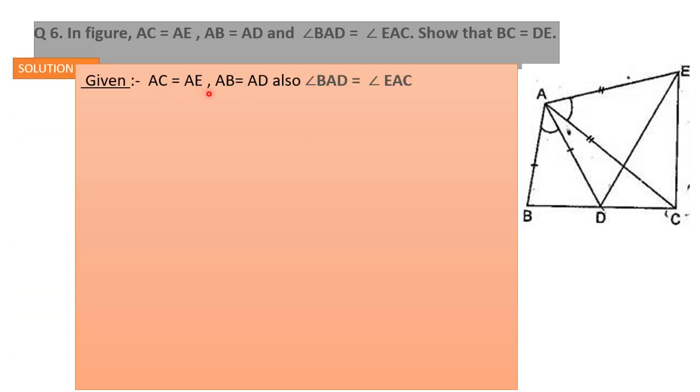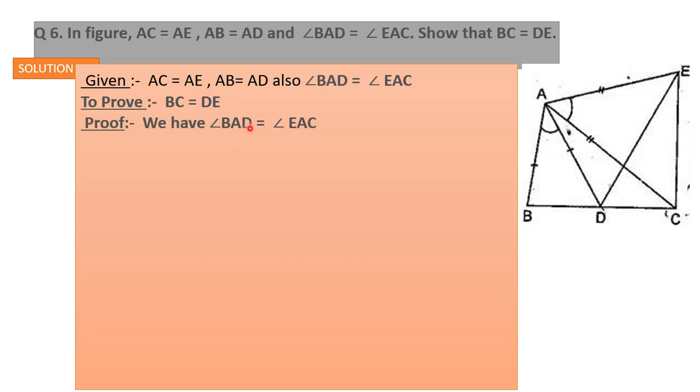as we have to write, given by the figure, AC and AE are equal, AB and AD are equal, and angle BAD is equal to angle EAC. Now when we are talking about the angle A of the triangle BAC, we have to add this angle DAC to the angle BAD, so we'll get angle BAC, the complete angle A. So what we have to prove is BC is equal to DE, and start the proof.